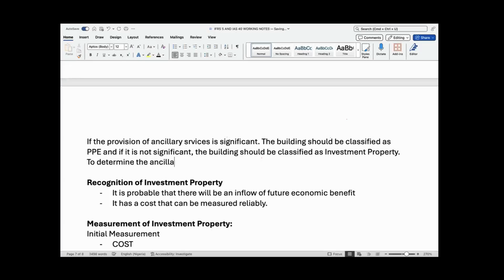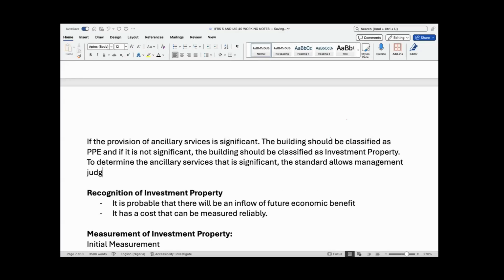the ancillary services that are significant, the standard allows management judgment. So use your judgment to say, okay, this one is significant. That's why I was able to confidently tell you about a hotel. That one is clearly significant.